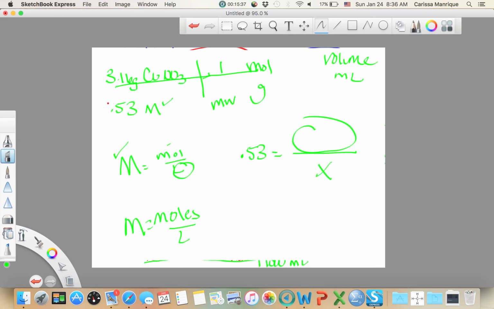And so they always have to give you 2 numbers. You're either going to get molarity and moles and you find liters, or they'll give you molarity and liters and you find moles, or they'll give you moles and liters and you find molarity. So there's 3 different combinations there. They'll give you 2 numbers and you have to solve for 1.